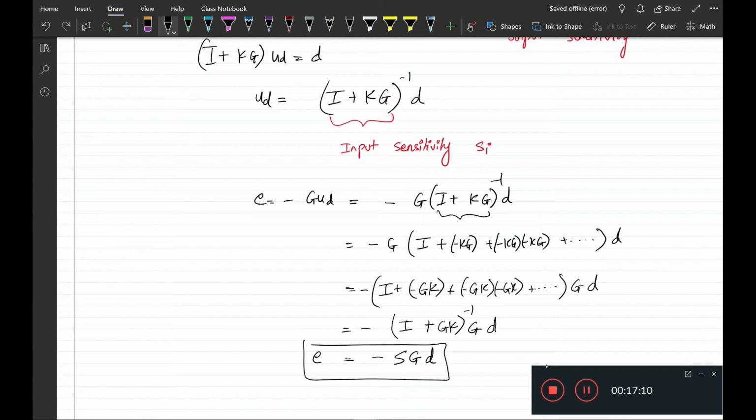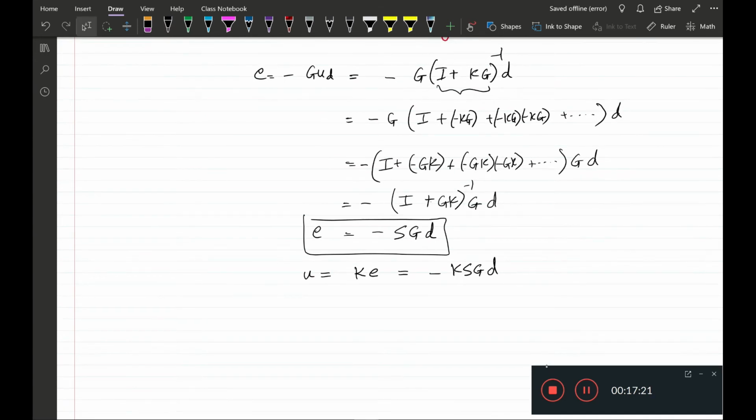Now up to U, that's easy because U is just KE, so we have minus KSG T. So we have two new transfer functions which we didn't consider here, and that is, to be specific, minus SG and minus KSG, and these were from D to E and to U.